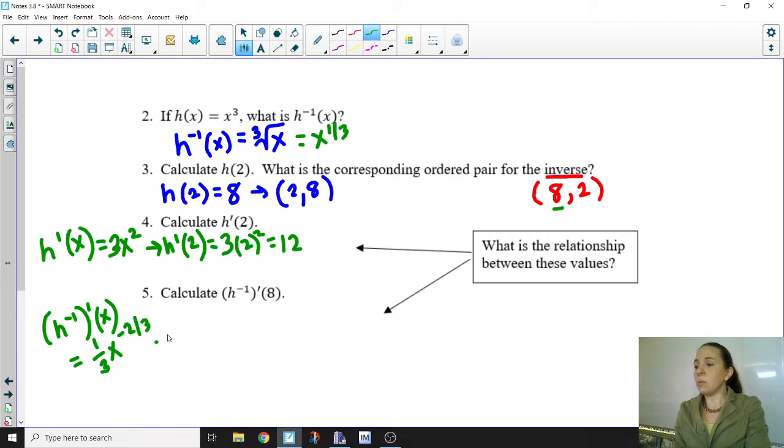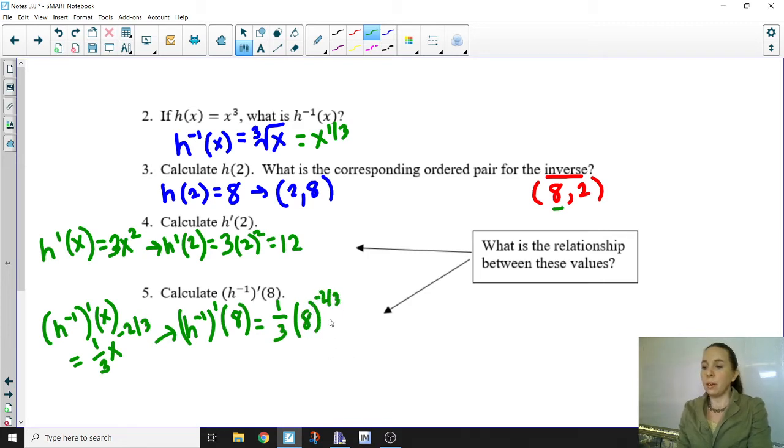And from that, we will calculate h inverse prime of 8, sub 8 in for this x. 1/3 times 8 to the negative 2/3 power. All right, you're not expected to be able to do that without a calculator, but it's actually not that bad. It is the cube root of 8 squared. Okay, the cube root of 8 is 2, 2 squared is 4, and it's all negative, so it's in the denominator with this 3, and so we would have a 12 in the denominator. So this would be 1/12.